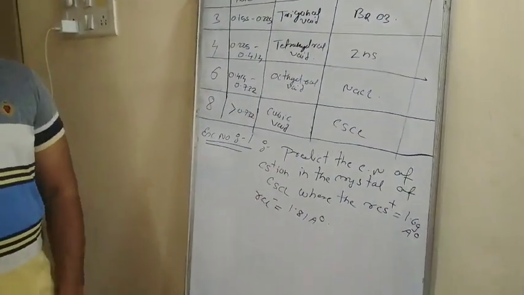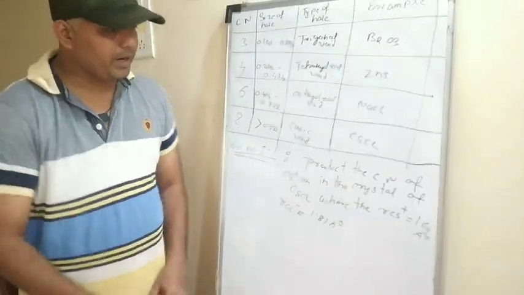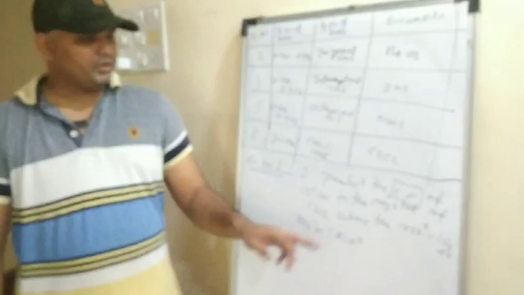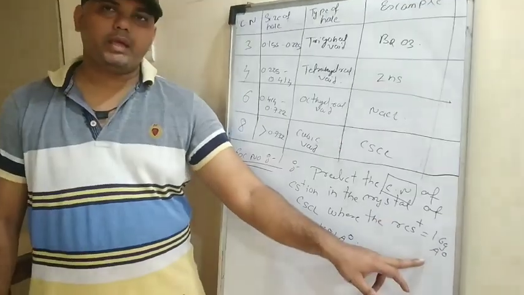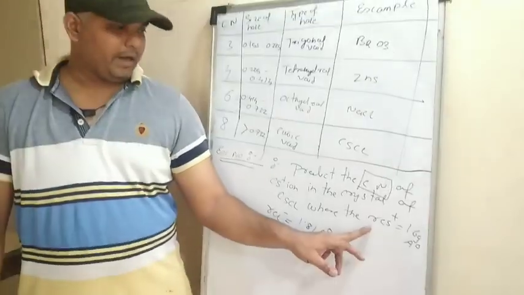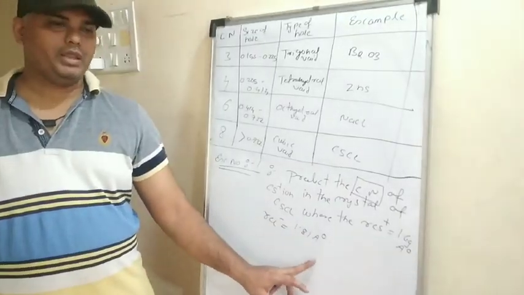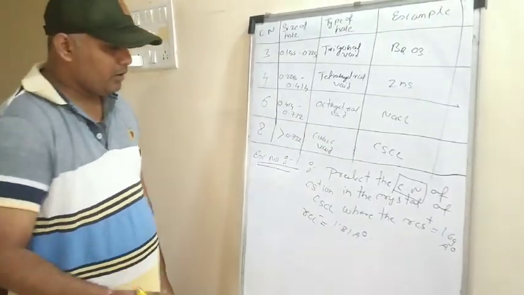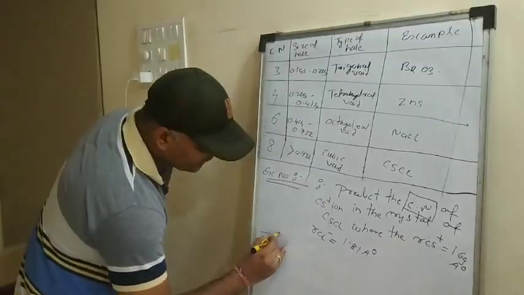So what is the question given? What do you need to predict? You need to predict the coordination number, right? So in this case, they have already given you the sizes. Sizes 1.69 for the cation and 1.81 for the anion, right? What we need to predict is the coordination number. Okay, we'll continue. Then let's find out the answer.